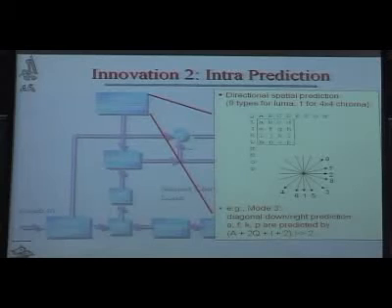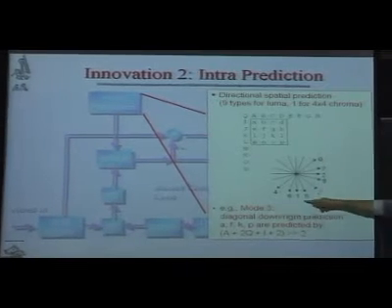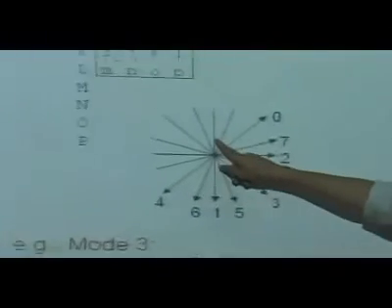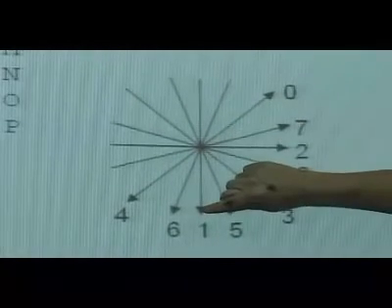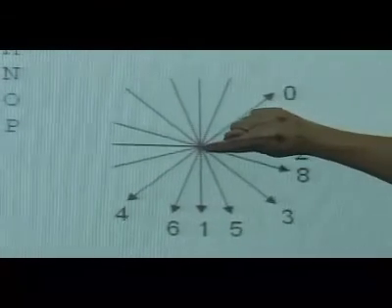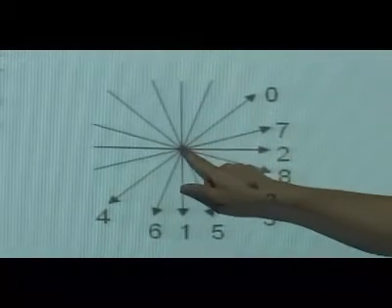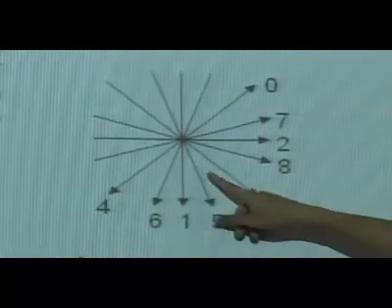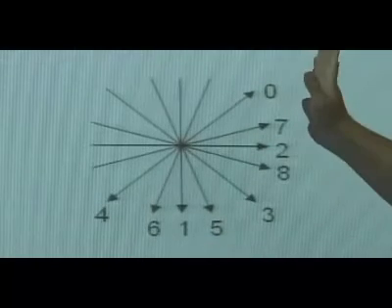When they do encoding, you are allowed to choose the mode. These are the modes. Mode 1 is to predict yourself from the pixels down here. Mode 2 means you predict yourself from the pixels over here. Likewise, mode 3 is a diagonal prediction. Mode 0 is a diagonal up direction.